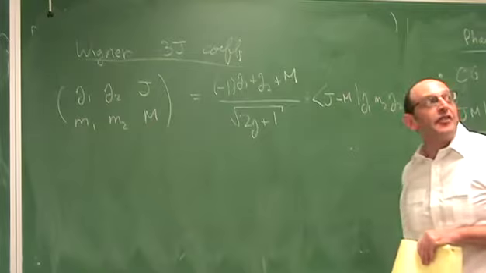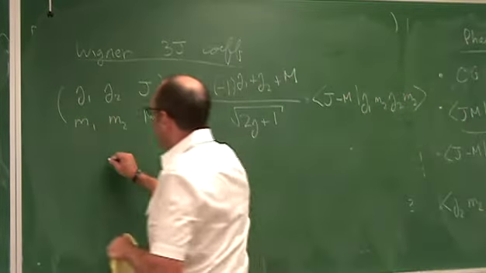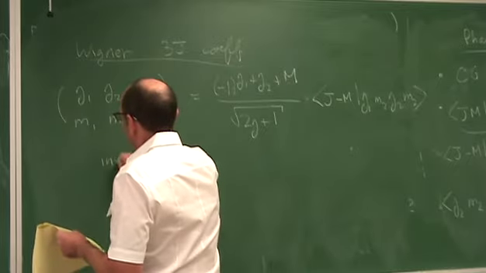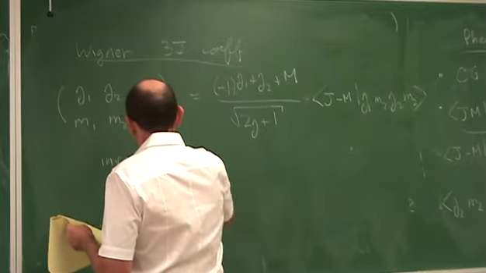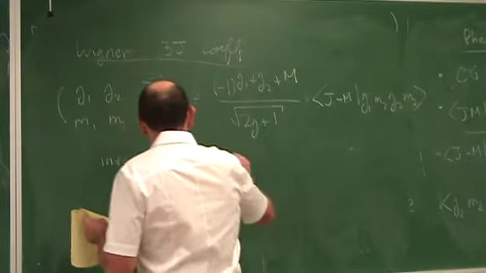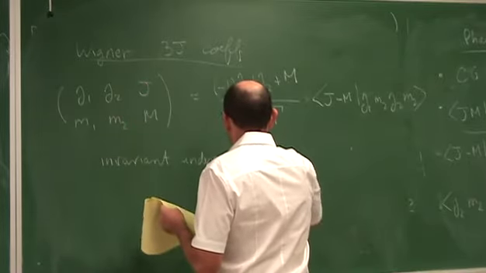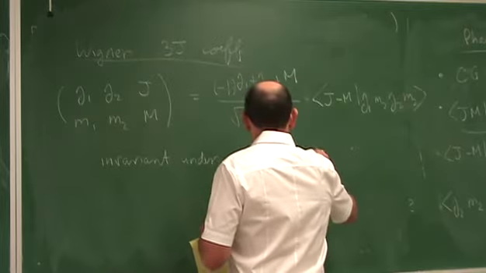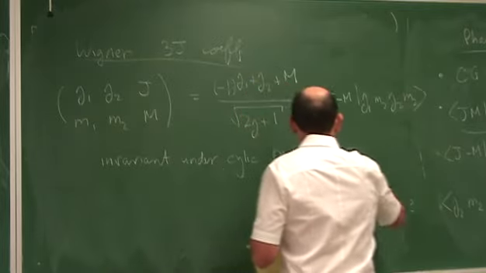The point of the Wigner 3J symbols is that this is invariant under cyclic permutations of columns.